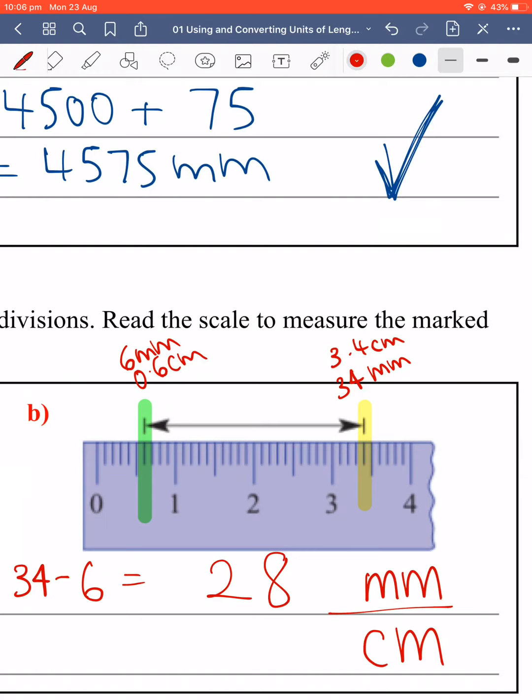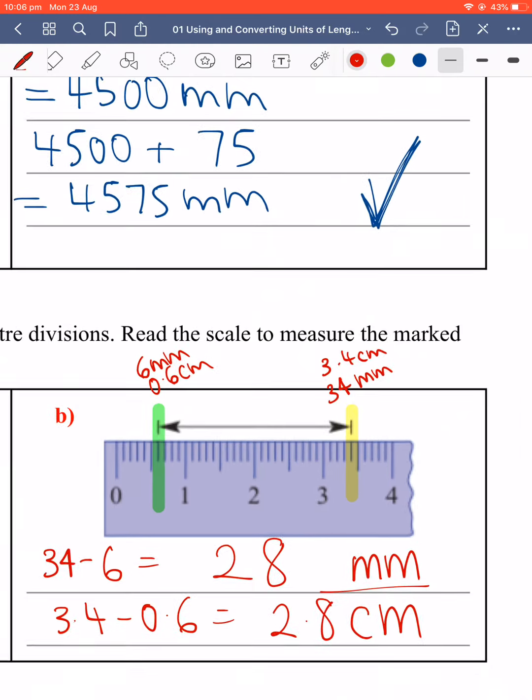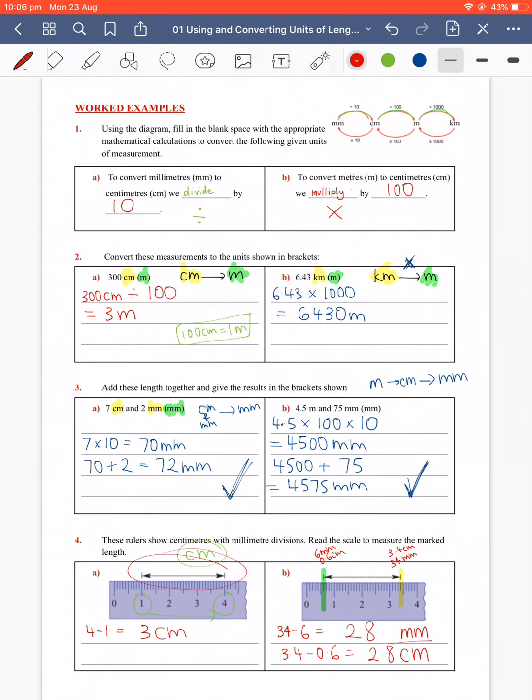And that is millimeters. If I'm doing the same for my centimeters, I've got 3.4 and 0.6. So 3.4 minus 0.6, I end up with 2.8 centimeters, and that would be my answer for that.